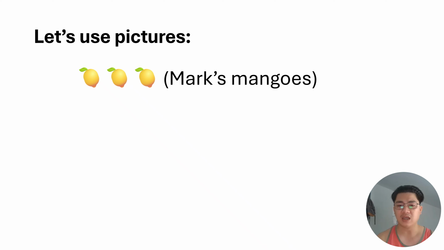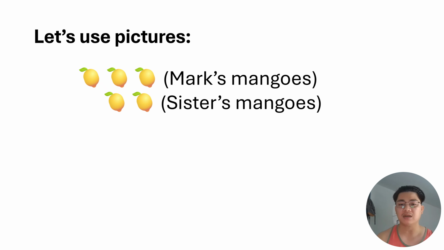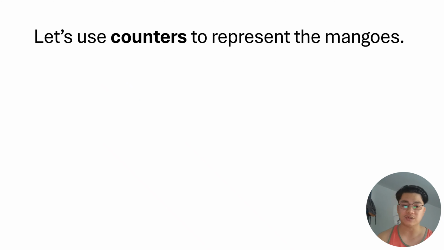So these are the mangoes of Mark. He has three mangoes, and these are the mangoes of her sister. She has two mangoes. How many mangoes altogether? So let's count: one, two, three, four, and five mangoes together.